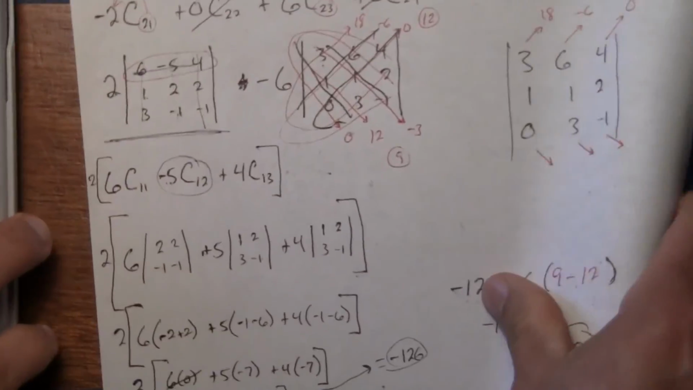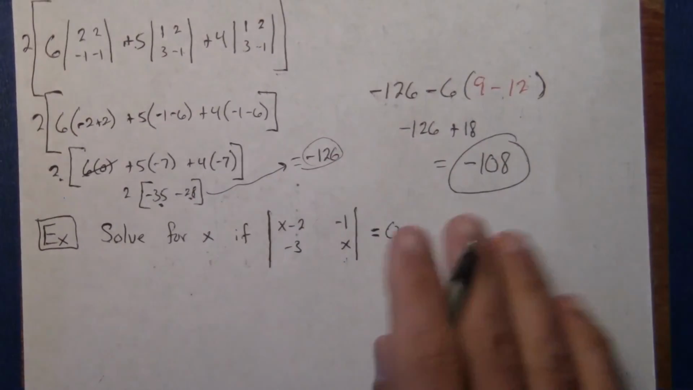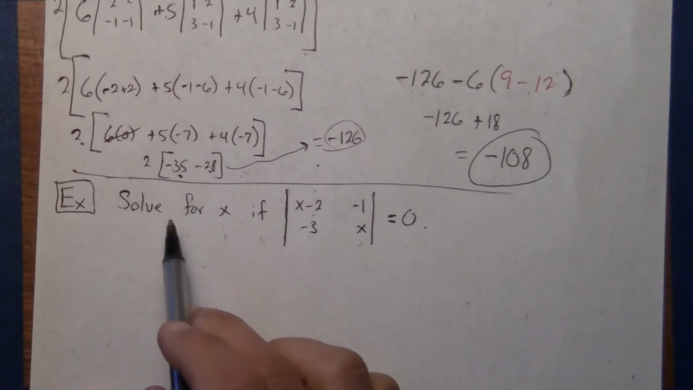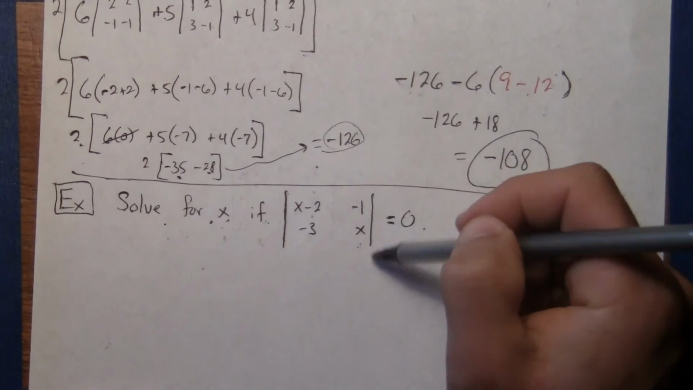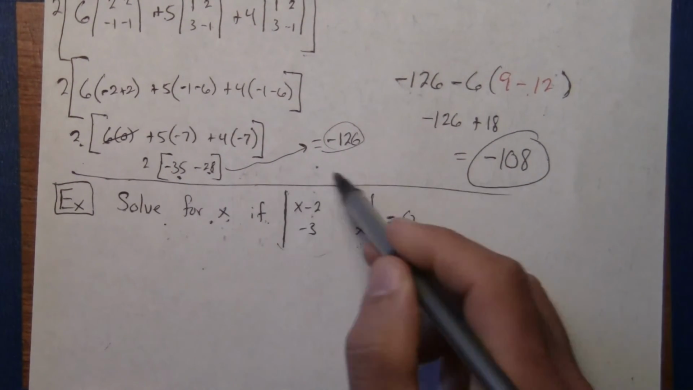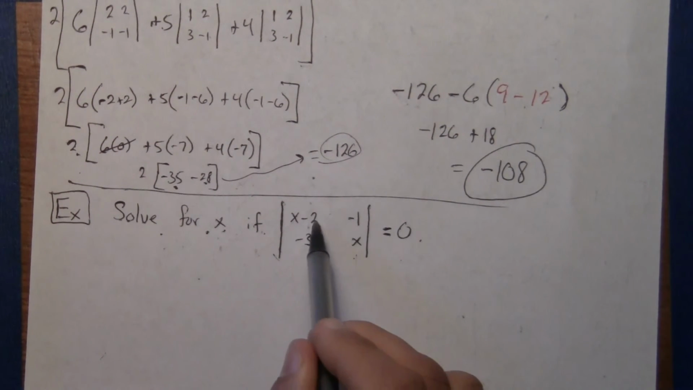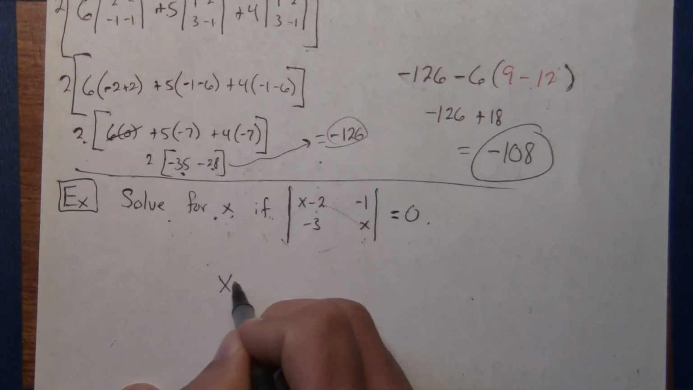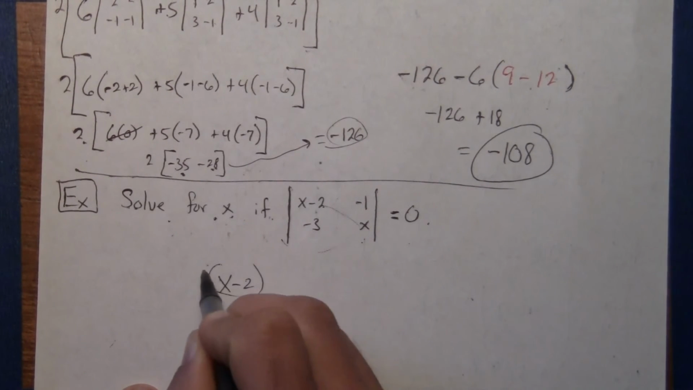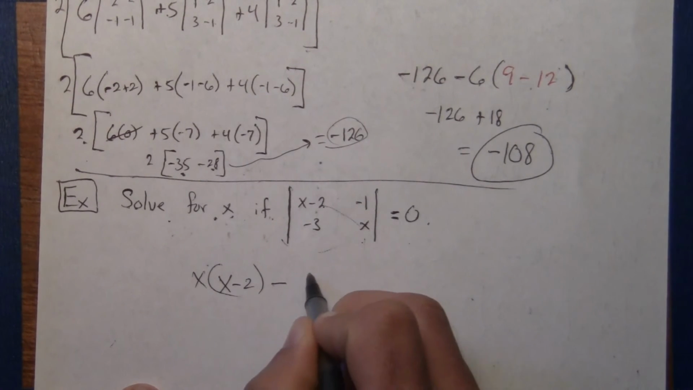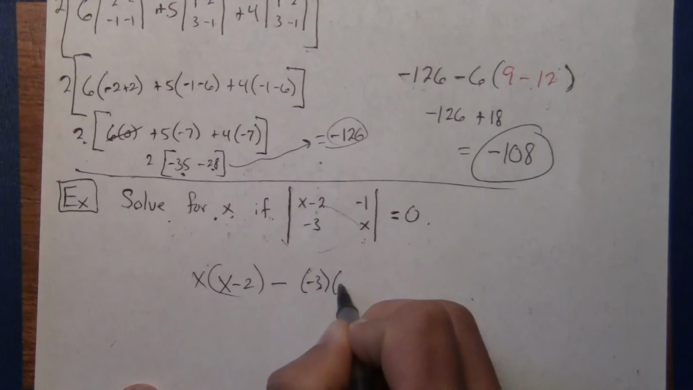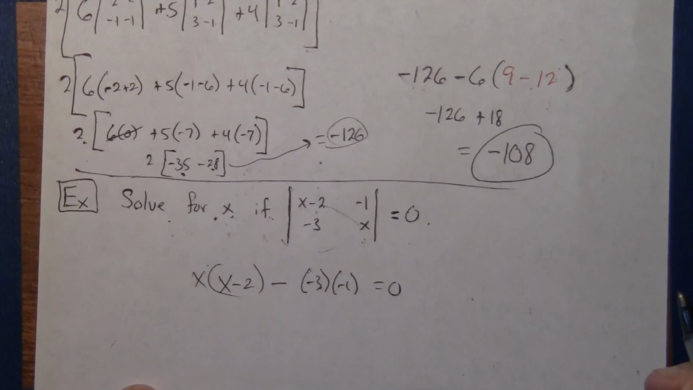All right, the last one I have for you is just a problem where you're solving now. So it's going to ask you to solve for x if the determinant, again, stands for determinant. So they want you to find the determinant of this and then set it equal to 0. Well, it's a 2 by 2, so I'm supposed to multiply those two together. So it's x minus 2 times x minus negative 3 times negative 1. And then they say set that equal to 0.